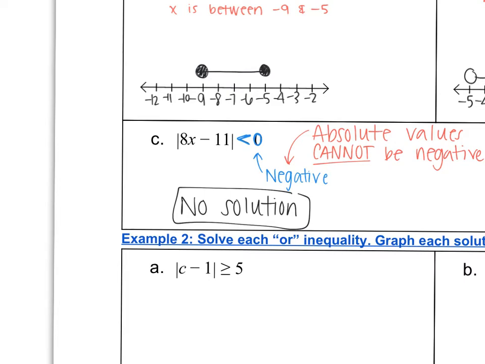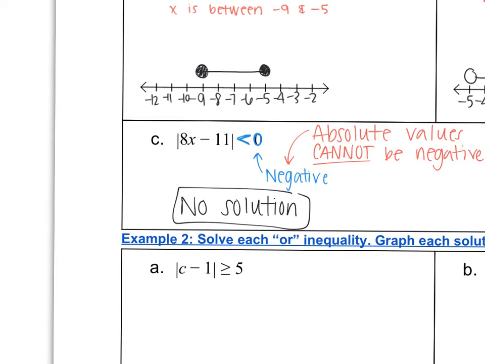If you see less than negative 2, well, anything less than negative 2 is still negative, so that would be no solution. So anytime you have an absolute value that is equal to a negative, less than a negative, or less than 0 is automatically no solution. Okay? It can't be less than a negative. It can't be less than 0. Okay? Does that make sense?